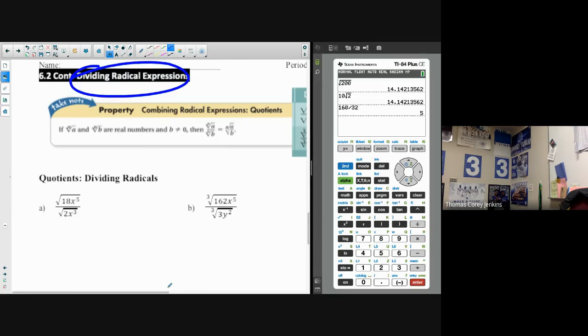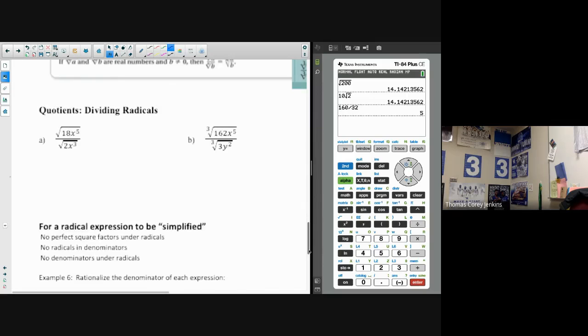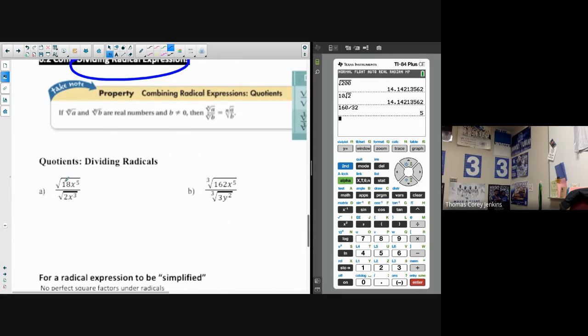All right, so we're going to look at what happens when you divide by a radical. And the answer is that we have to, okay, I'm getting a little bit ahead of myself. Well, these would be easy examples here, okay?